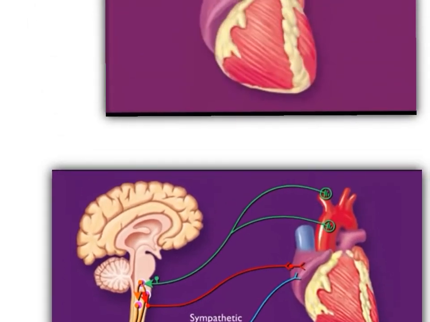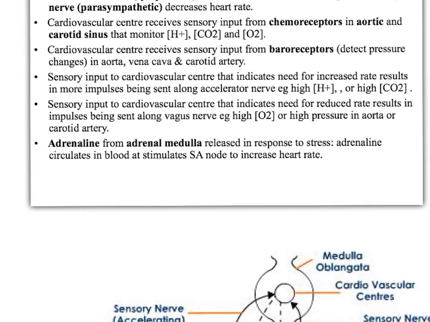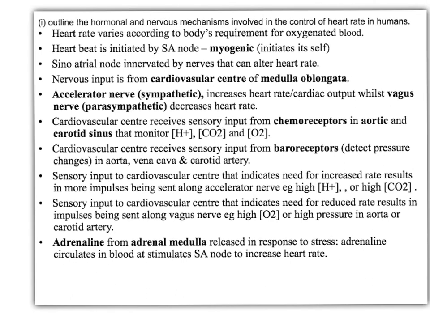And lastly, we need to look at the hormonal control of heart rate, and that's very simple: the sympathetic nervous system innervates the adrenal medulla, which releases the hormone adrenaline, and that circulates in the bloodstream and then is detected by adrenaline receptors in the SA node, which acts to increase heart rate. So that's part of the fight or flight response, which we looked at when we looked at the adrenaline and the adrenal gland.